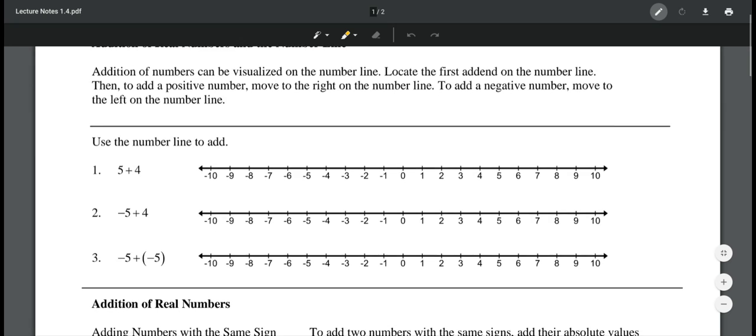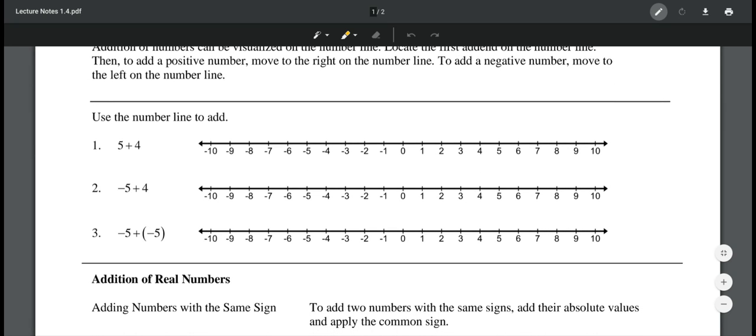So when you are doing this using the number line method, the first number is 5, so I'm going to locate 5. And since I'm adding 4, I'm going to move to the right 4 places. So I'm going to go 1, 2, 3, 4. So 5 plus 4 equals 9. But you're going to move to the right 4 places.